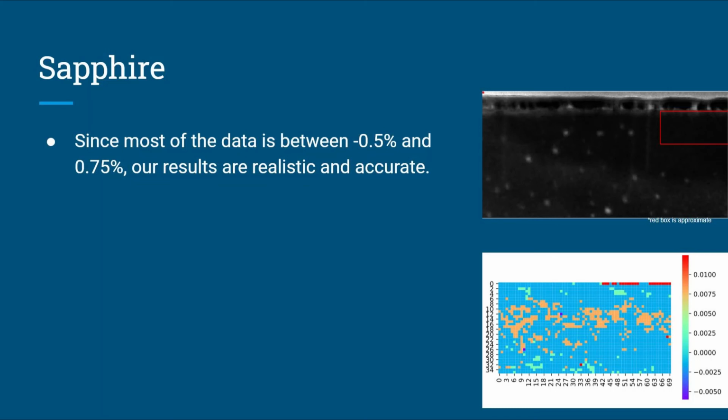Finally, to test the correctness of our program, we used the sapphire sample as shown in the top picture. The bottom picture shows the strain map our program created. As most of the data is between negative 0.5% and positive 0.75%, we can consider our results realistic and fairly accurate. Dr. Shi and Daxin were satisfied with the results, and we are currently writing a paper on the process.